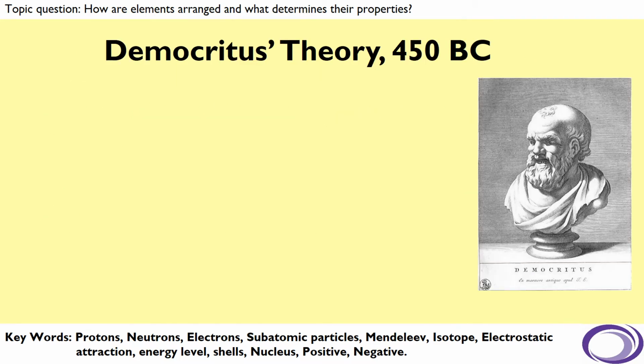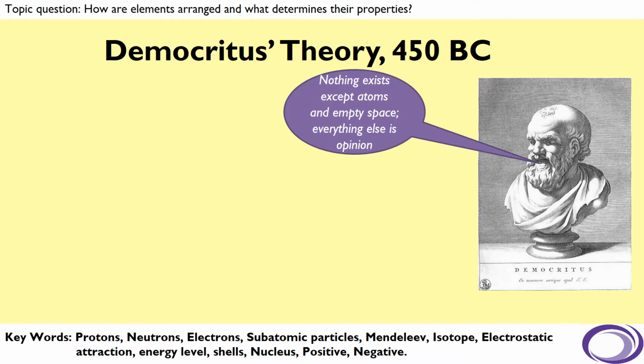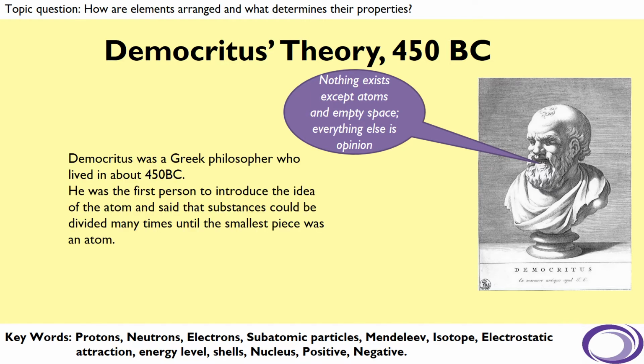We're going to start with Democritus, and Democritus believed that nothing exists except atoms and empty space, and everything else is opinion. He believed that substances could be divided many times until we achieved the smallest piece, and the smallest piece would be an atom. He also suggested that these atoms may have different shapes and sizes. At the time, his theory was not widely acknowledged, and it actually took a very long time for it to be developed any further due to contradictory ideas.